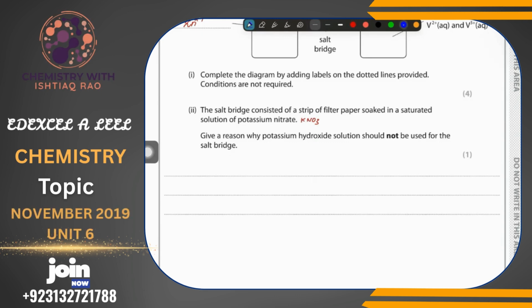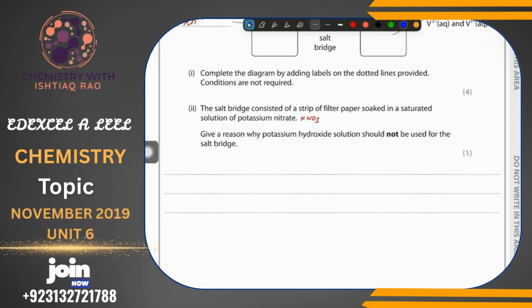That's why. So 1 mark. So I'm supposed to write: KOH can form a precipitate with the given cation.